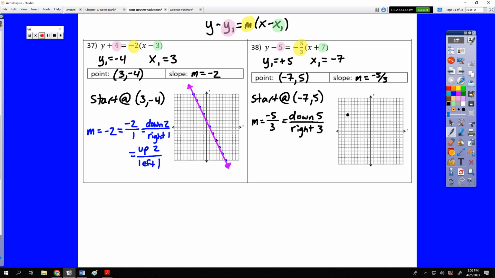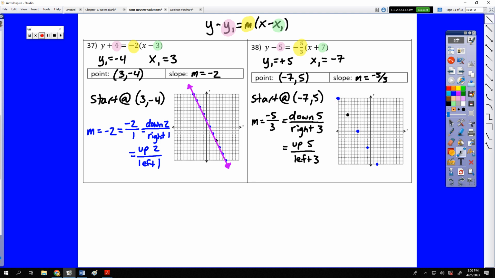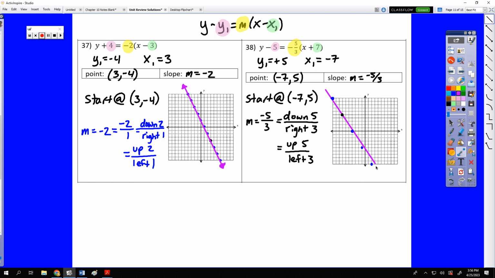Remember, if that is not possible to go down and right, we could always go up 5 and left 3. These are the same thing, okay? Down 5 and right 3, or we could go up 5 and left 3. All of these points are on the line, so we break out our straight edge and we draw a nice straight line through all of those points.